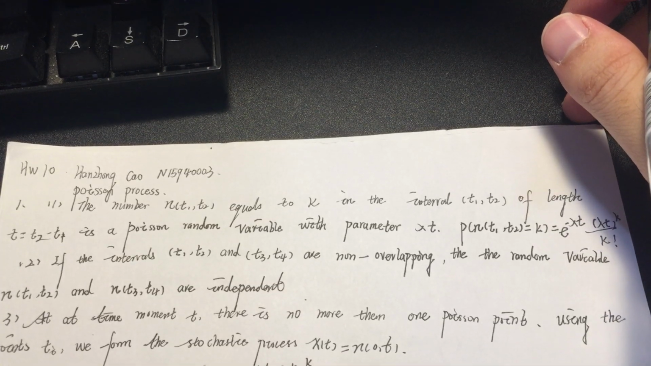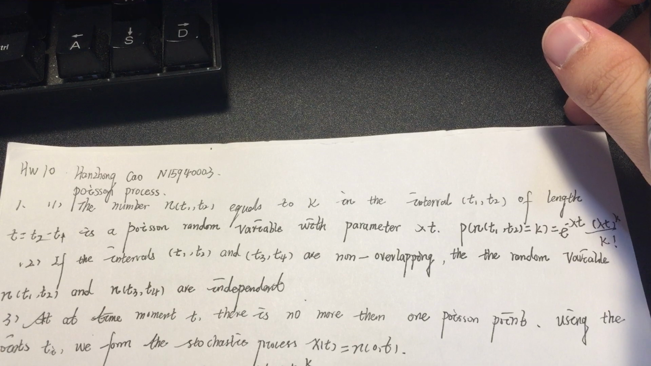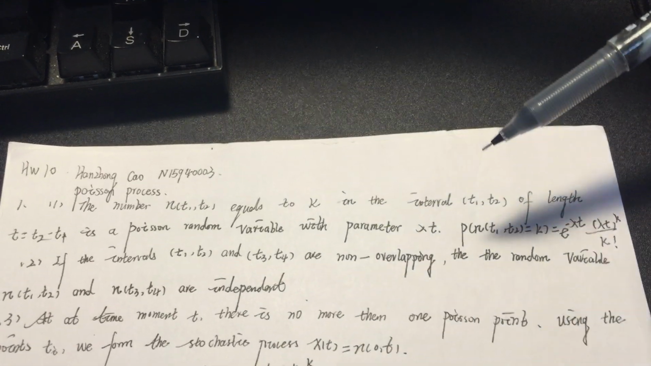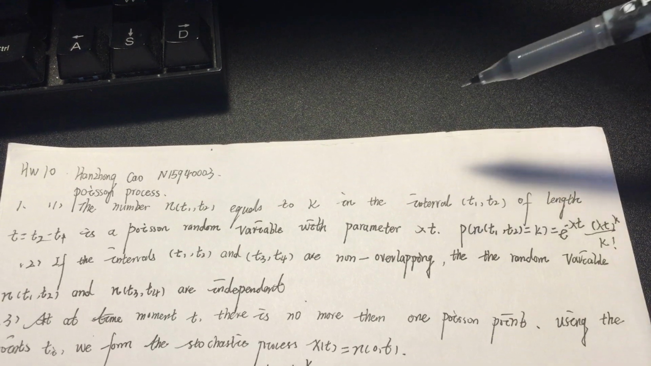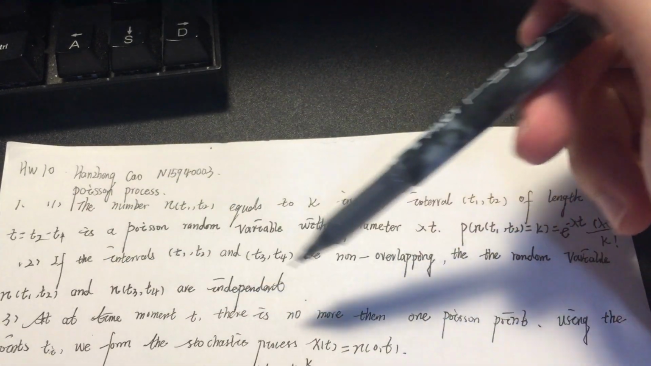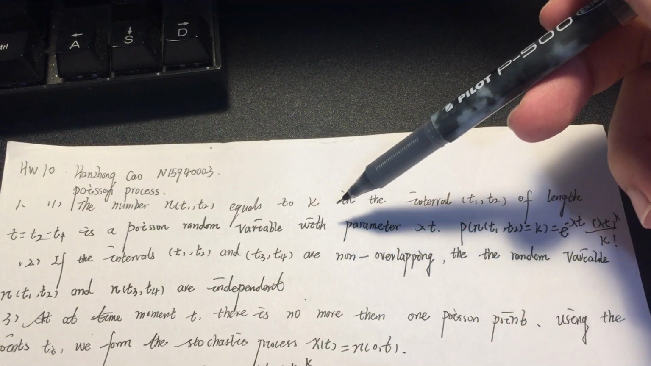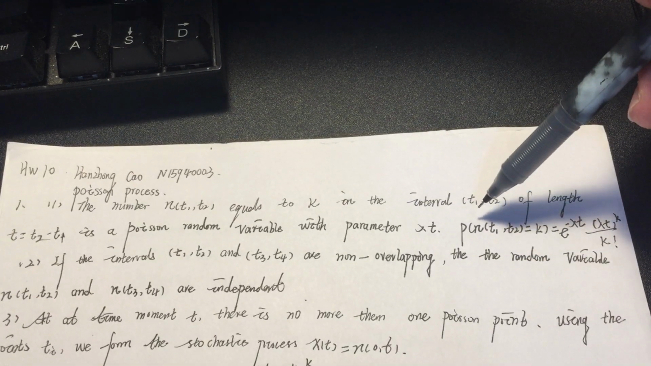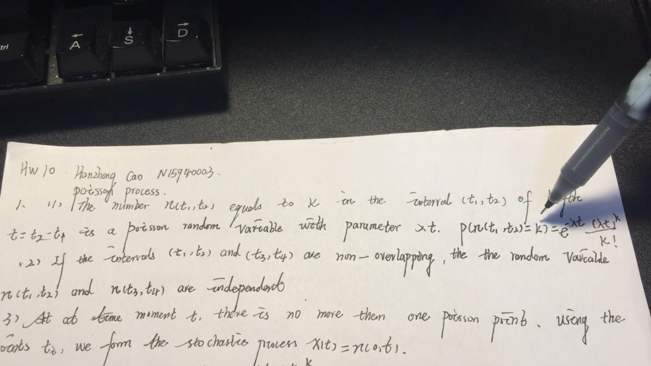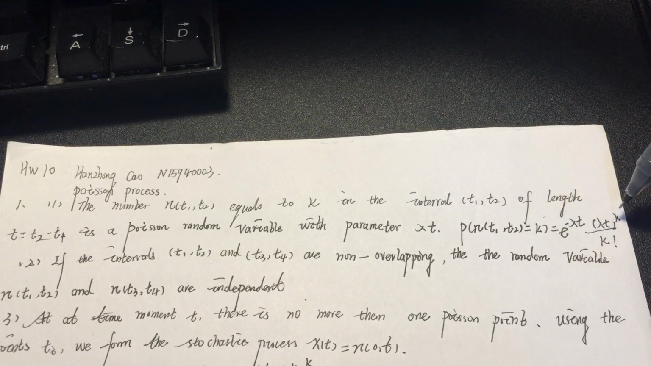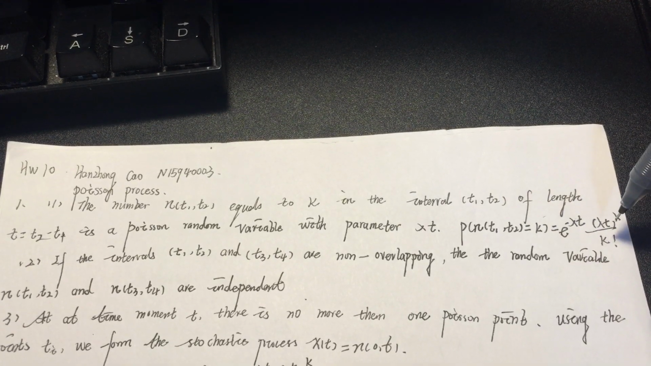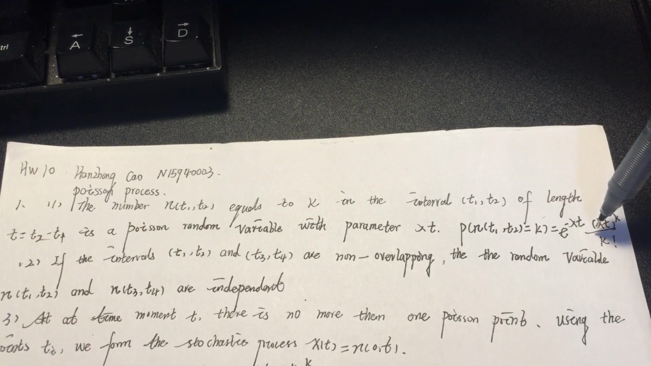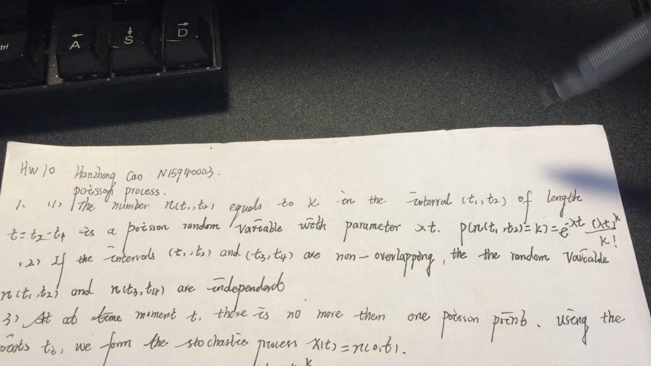The first property is that the number of points N(t1, t2) equal to k in the interval t1 to t2, of length t2 minus t1, is a Poisson random variable with parameter lambda t, where the probability that N(t1, t2) equals k is e to the power of minus lambda t multiplied by lambda t to the power of k over k factorial.